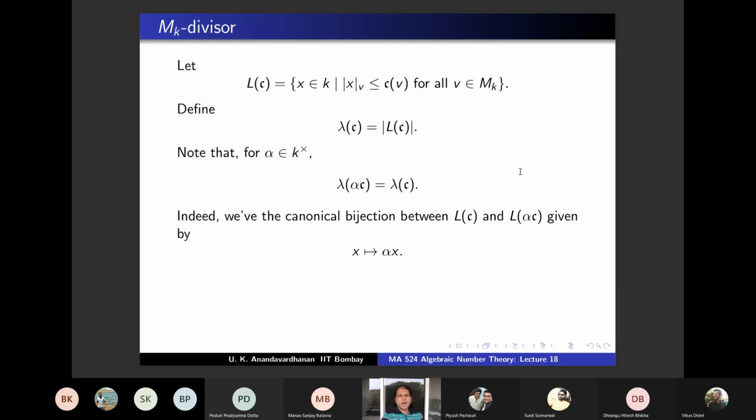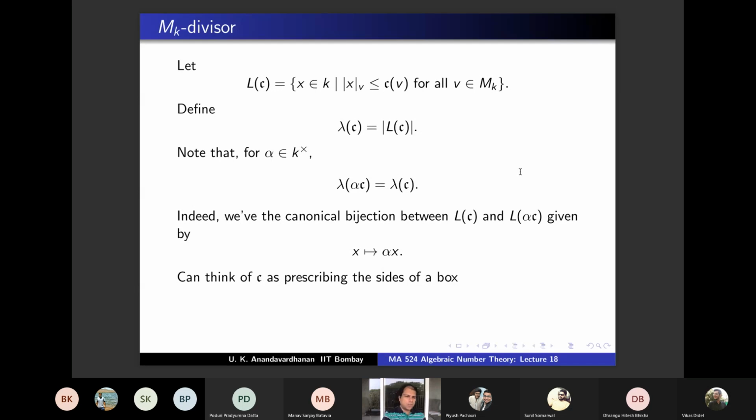So if you take alpha x, then that belongs to L of alpha C, right? Mod alpha x will be mod alpha times mod x. And if mod x_v is less than or equal to C_v, then mod alpha x_v is less than or equal to alpha C at v. So there is the obvious bijection, and therefore these two sets have the same cardinality.